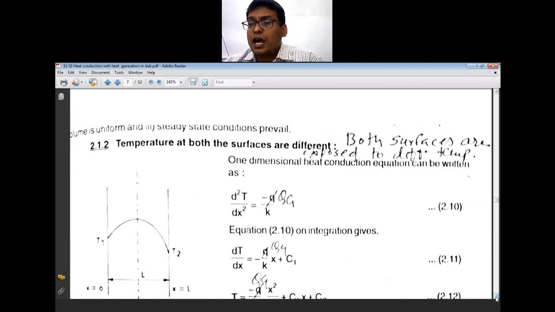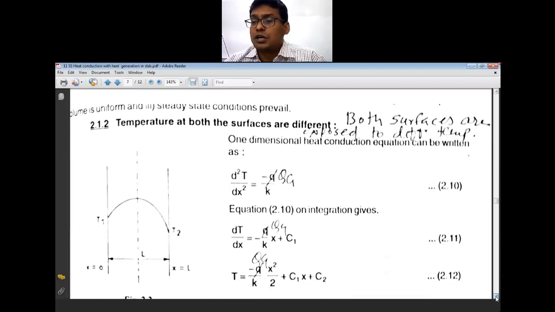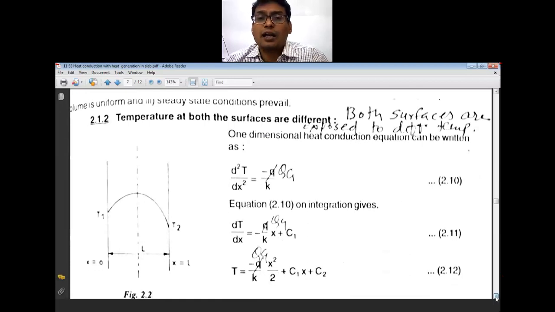Now the above case was where the temperatures were the same, TW. Now the temperatures at both the surfaces are different. This is the second situation. Temperatures at both the surfaces are T1 and T2. In the previous case both were TW. This is also TW and this is also TW. Now it is T1 and T2.